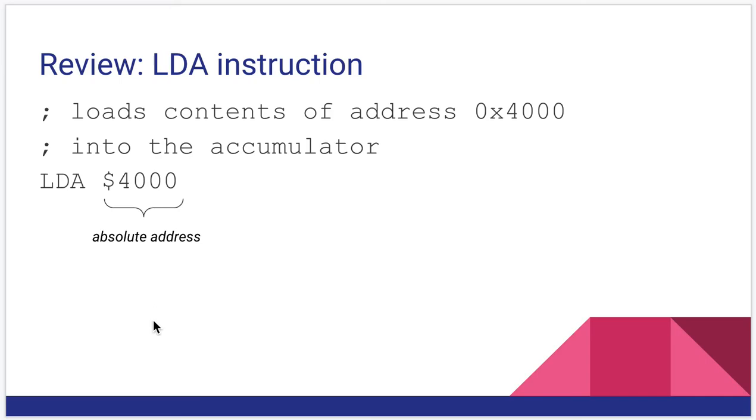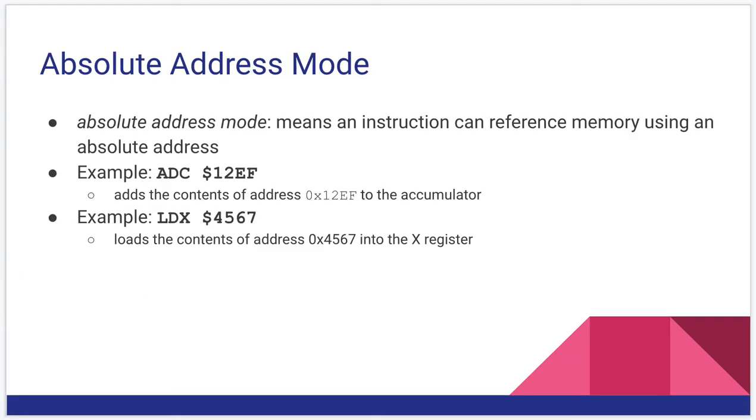So let's review. You've seen something like this. LDA, which means load into the accumulator, hex value 4000. When expressed this way, this is what we call an absolute address. Literally, go out to address 4000, grab the 8-bit value that's in it, and put that 8-bit value into the accumulator. So, load into the accumulator from an absolute address. So we go out to 4000 in memory, find what's in it, bring what's in it into our accumulator. This is what we call the absolute addressing mode.